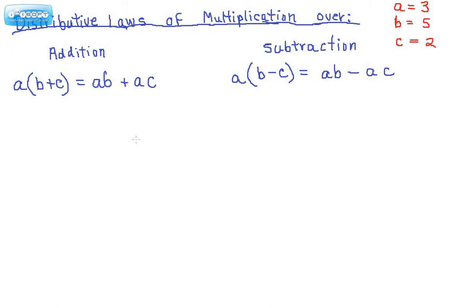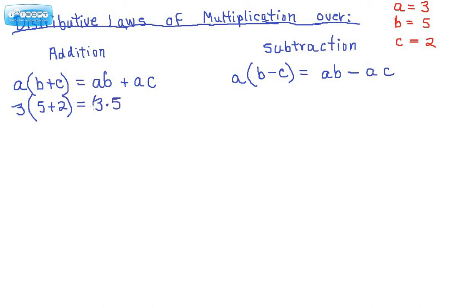We have some numbers to replace our variables with. We have A equals 3, B equals 5, and C equals 2. So first we're going to replace our variables with the numbers. A is 3, B is 5, C is 2. And then here A times B is AB. So we have A times B. So this will be 3 times 5.